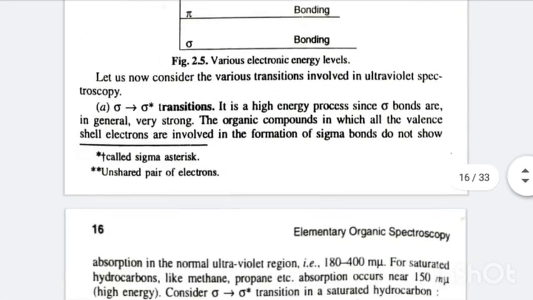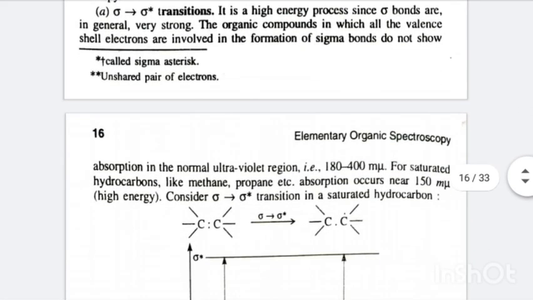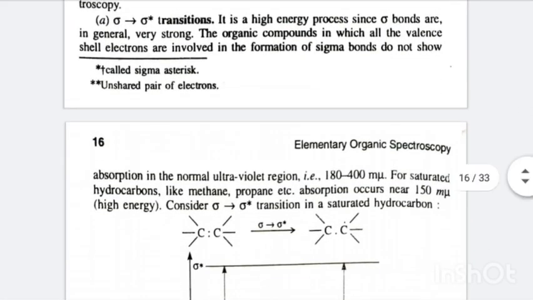So let us see the first case. This is sigma to sigma star transition. Here it is a high energy process since the sigma bonds are in general very strong. The organic compounds in which all the valence shell electrons are involved in the formation of sigma bonds do not show absorption in the normal ultraviolet region. So in this case, look at the diagram.